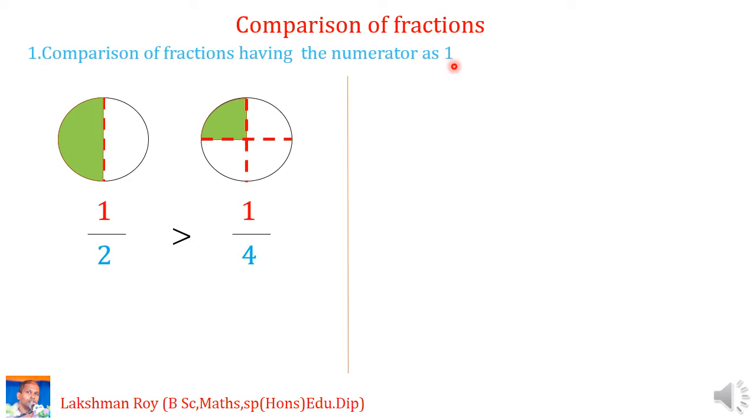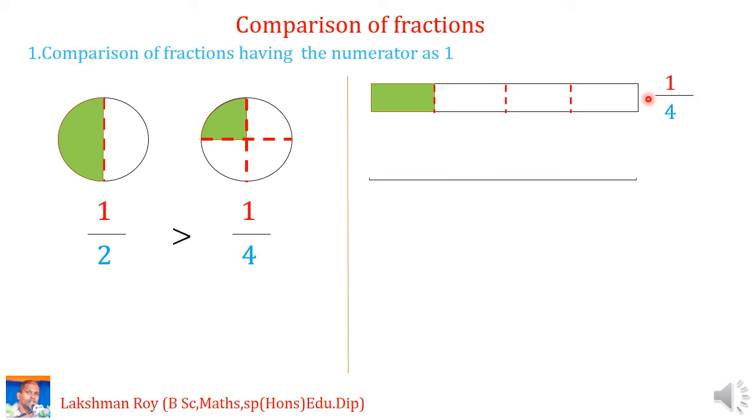Let's see another example, students. This is my whole 1. When I divide it into equal parts, 1 2 3 4 equal parts, now I colored one part. Divided into 4 equal parts, 1 part colored, so 1/4. Then I draw the same figure, the same whole 1 figure. Now I divide it into equal parts: 1 2 3 4 5 6 7 8 9 10 parts. I colored only one part. Divided into 10 parts, denominator 10, colored one part, 1/10.